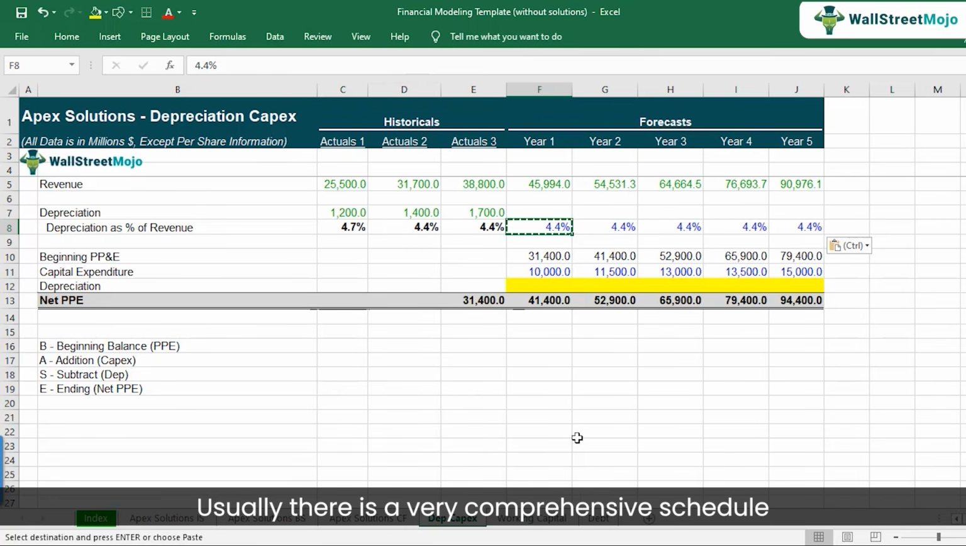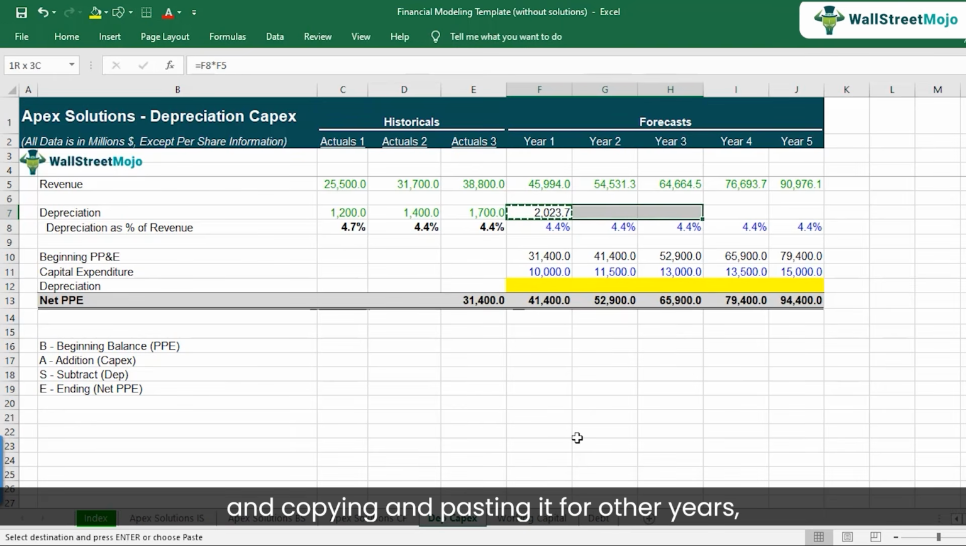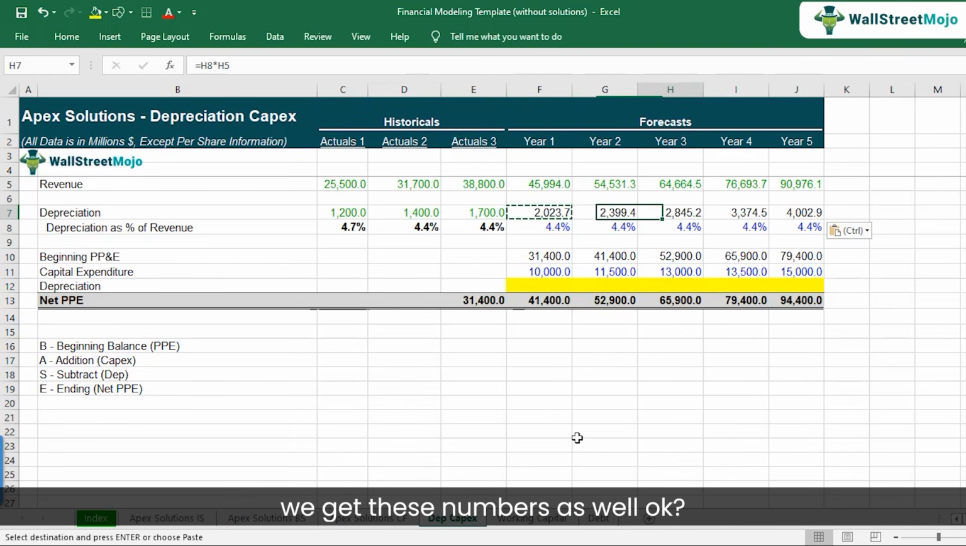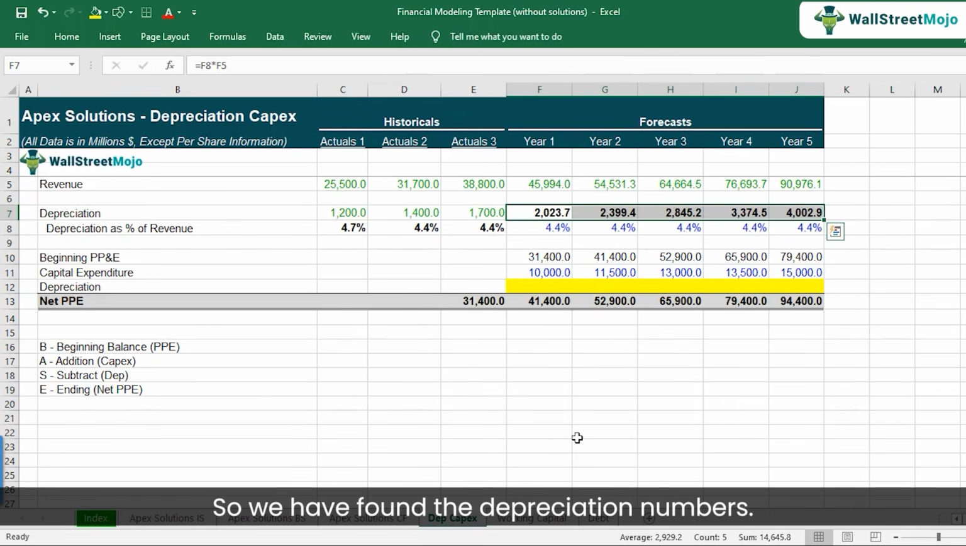Usually, there is a very comprehensive schedule you are expected to create based on each of the type of assets like land, building, and useful life. So we do that elaborately, but since this is your first model, we are keeping things simple. Okay, so let's figure out what's the depreciation here. Depreciation will be 4.4% of the overall revenue. Okay. So here we get this as 2023.7, and copying and pasting it for other years, we get these numbers as well. Okay, so we have found the depreciation numbers.